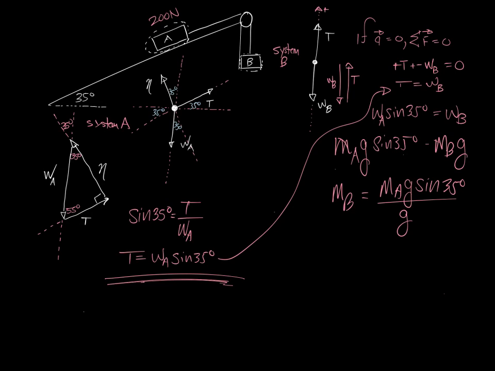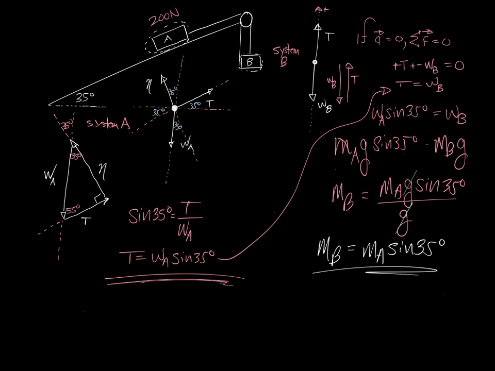And that's kind of cool because then g divides into itself to make 1. When the dust settles, the solution for the mass of object B is just the mass of object A sine 35 degrees. And I'll let you put the numbers in to figure that out.